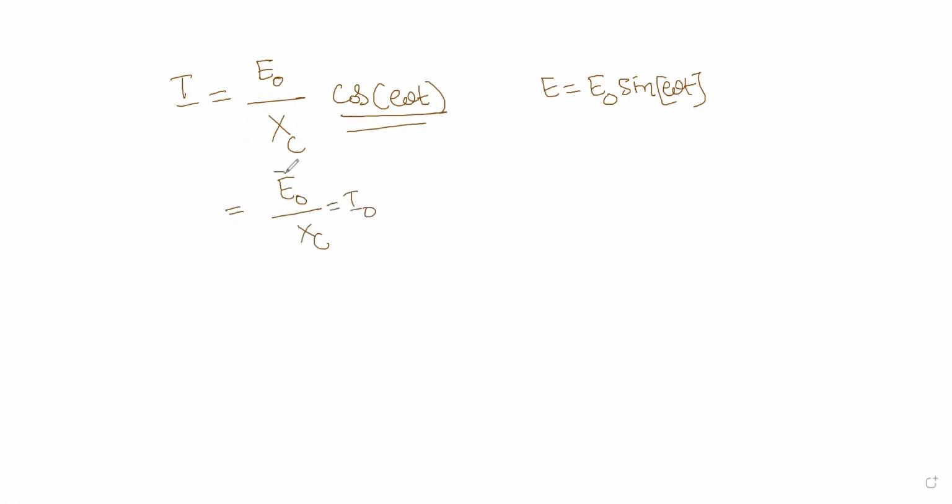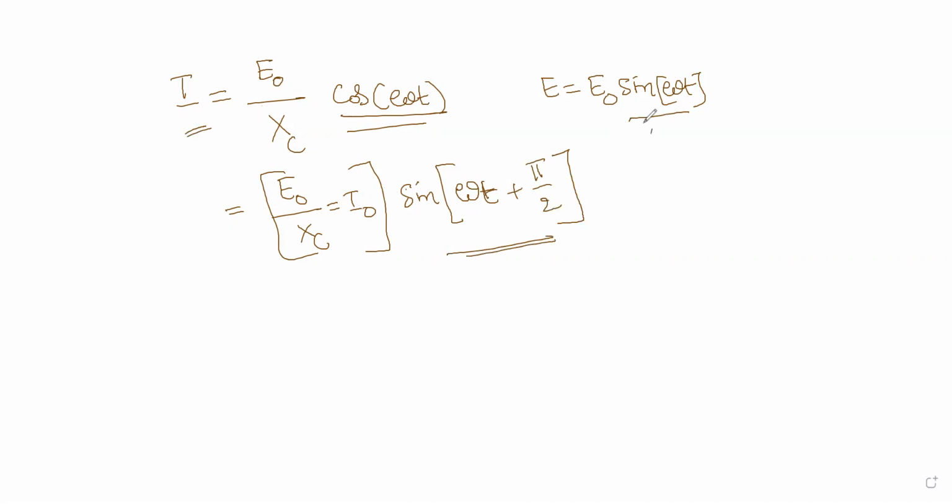I can write always like this: E naught by XC is nothing but I naught. Here cosine omega t, we'll write it as sine of omega t plus pi by 2. We'll write this. And now what is the phase difference between current and E?